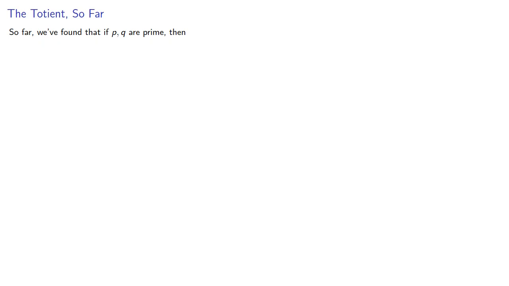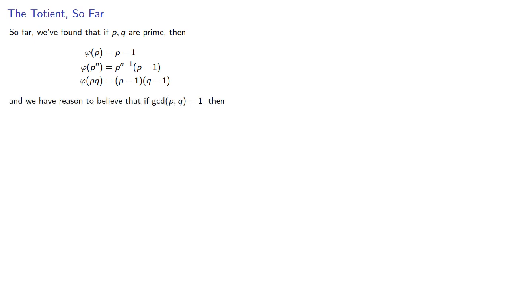So far we found that if p and q are prime, then phi of p is p minus 1, phi of p to the n is p to the n minus 1 times p minus 1, and phi of pq is p minus 1 times q minus 1. And we have reason to believe that if the greatest common divisor of p and q is 1, where p and q are not necessarily primes, then phi of the product is the product of the phi values.